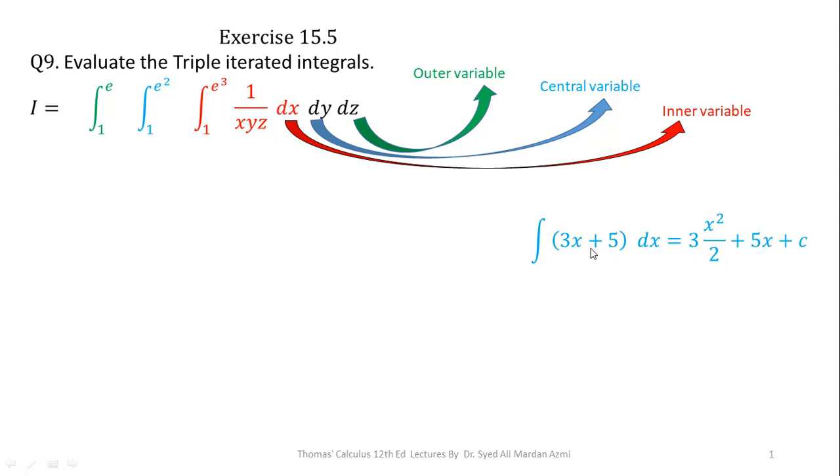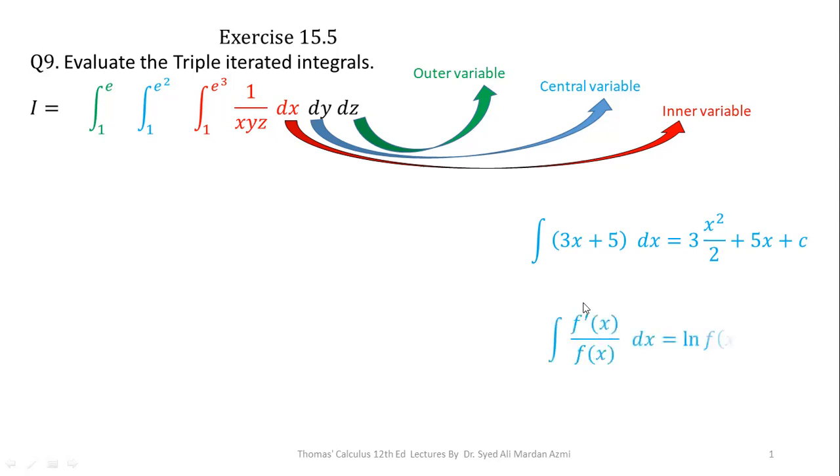The constant which is being multiplied with a variable term remains as it is, and we apply rules of integration on the variable term, giving 3x square over 2. Plus, if we don't have any variable term with the constant, then we integrate it as 5x, meaning we associate the variable with respect to which we are performing the integration, plus the constant of integration.